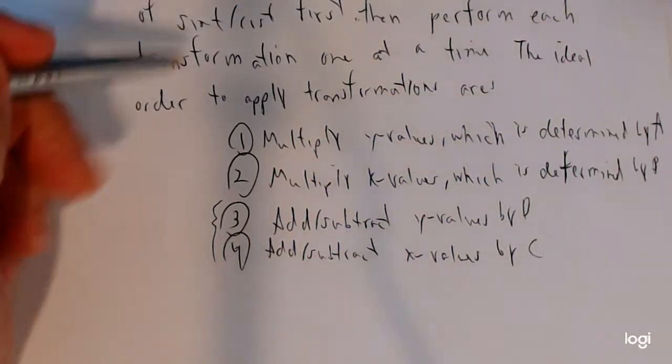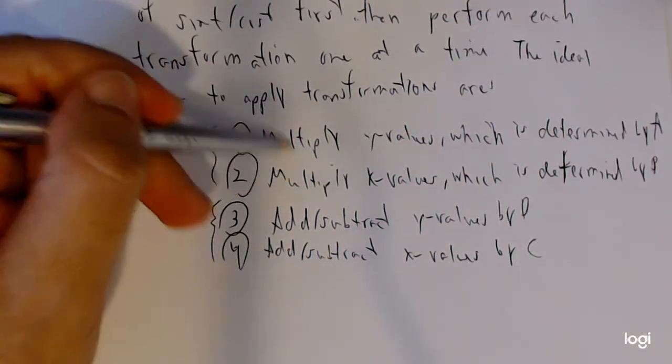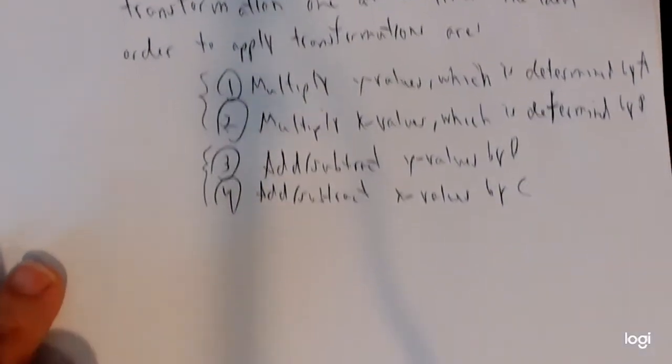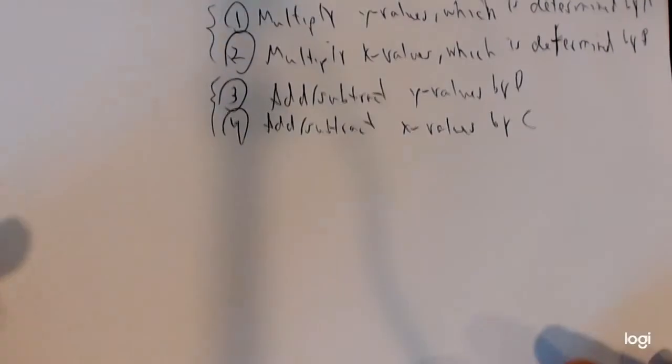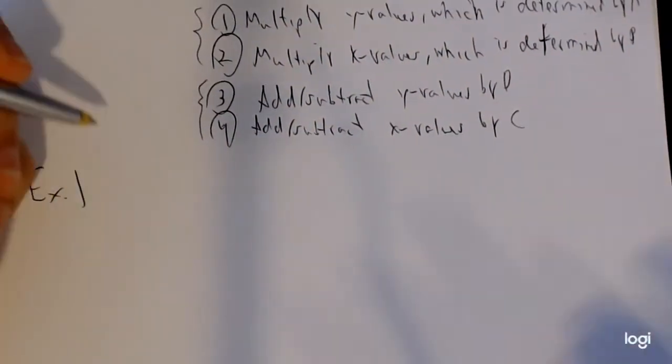So same thing for steps 1 and 2. This order doesn't matter, but make sure to do the multiplication first, then the addition and subtraction next. That'll help minimize your error. And hopefully you won't make any errors by following those steps. So let's look at some examples here.